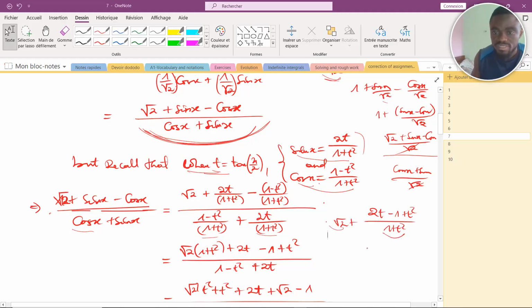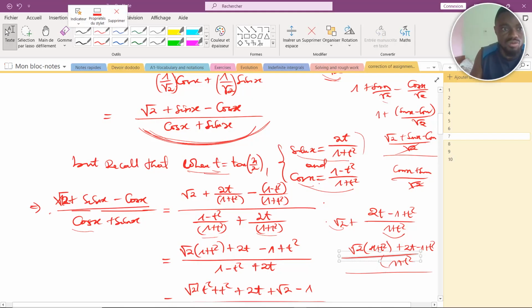This will multiply this, and we're going to have root 2 into 1 plus t squared. Is that okay? Plus 2t minus 1 plus t squared all over what? 1 plus t squared. Is that okay? So the same thing, when you simplify, this and this have the same denominator, so you are going to add this. So you see that at the denominator here, you are going to have 1 plus t squared. When this will be divided by this, 1 plus t squared will go. Is that okay? So I hope you understand what I did.